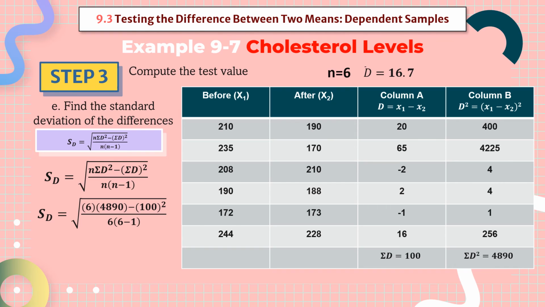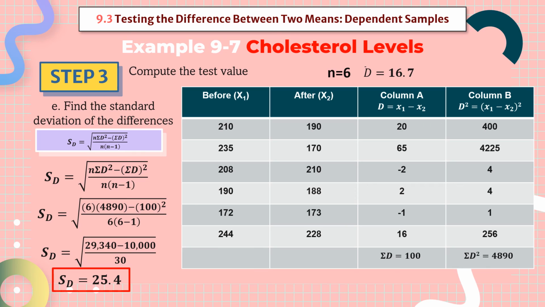And now we substitute our values in our formula. We have the square root of 6 times 4,890 minus 100 squared, all over 6 quantity 6 minus 1. Now we have the square root of 29,340 minus 10,000 all over 30. Now we have the value of the standard deviation is equal to 25.4.